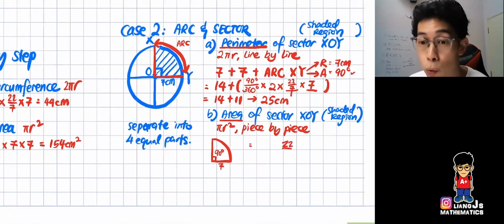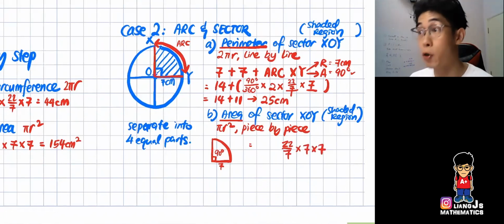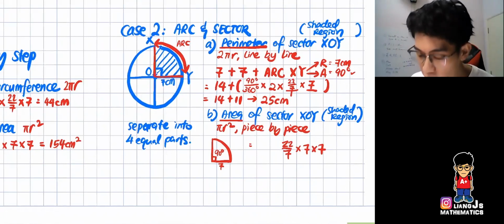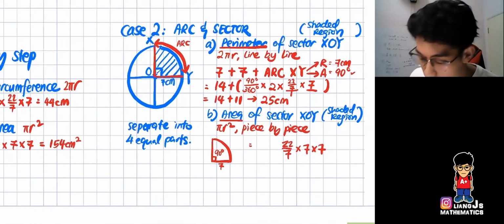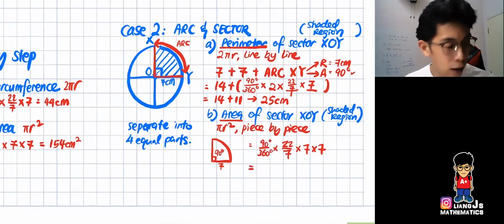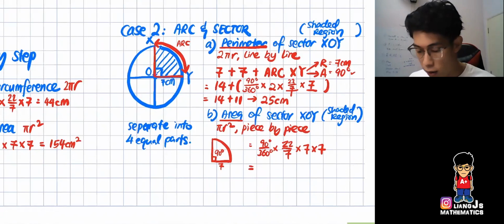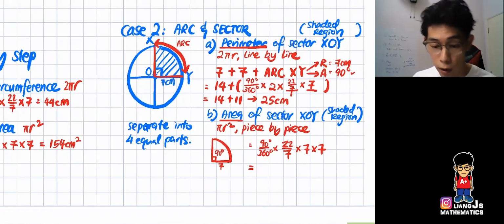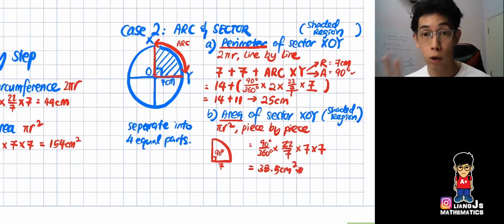pi 22/7 times with radius times radius, 7 squared, right? And then this thing being the whole circle, but I don't want that, because I want partial of it, the 90 degrees. I times with 90/360. And I'll be getting how much? 22/7. Use your calculator, of course, okay? Always do that. And then times with 90/360. You will get your answer as 38.5 cm square. So it's such an easy, basic question.